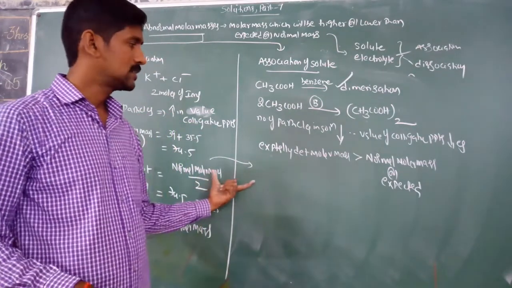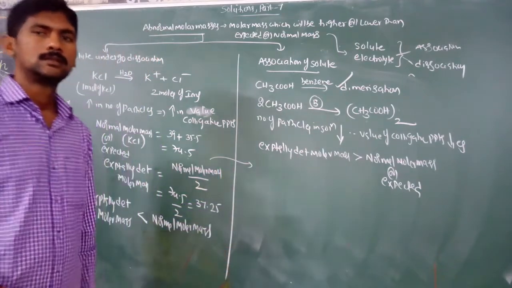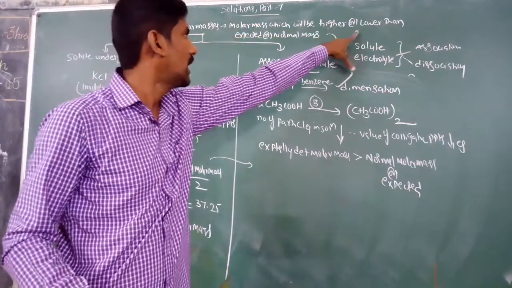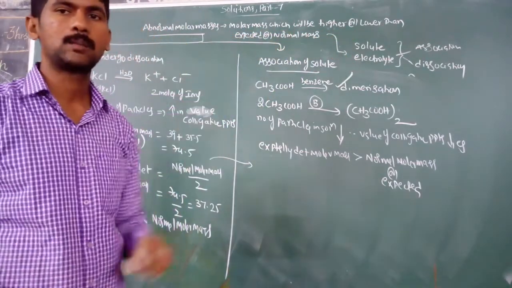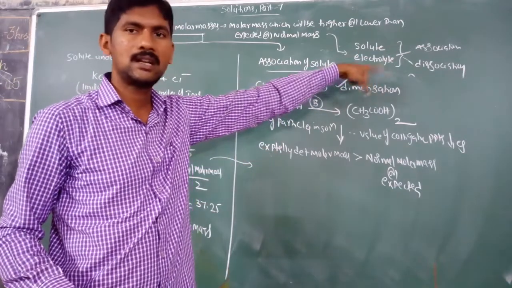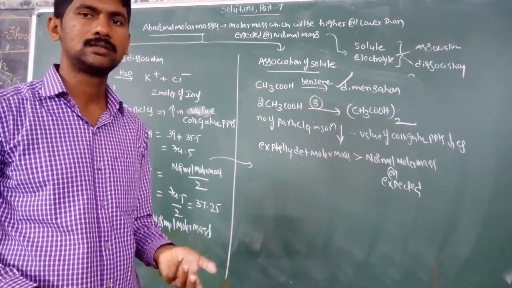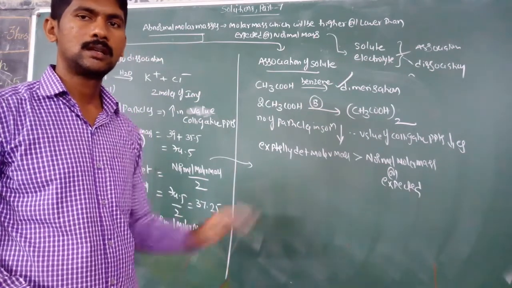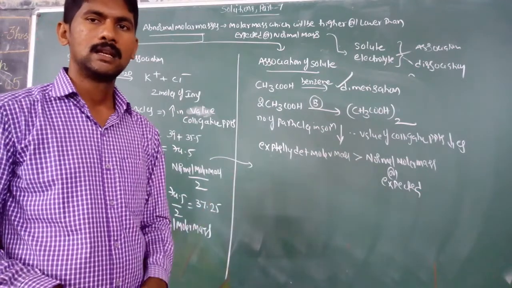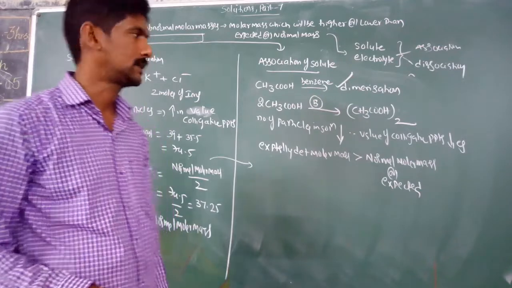These deviations were studied by the scientist Van 't Hoff. What is abnormal molar mass? It is a molar mass that is higher or lower than the expected or normal molar mass. Why does it happen? Due to the association or dissociation of the solute or electrolyte in solution, we can observe abnormal molar mass. These abnormal molar masses are described by Van 't Hoff using a factor, the Van 't Hoff factor.